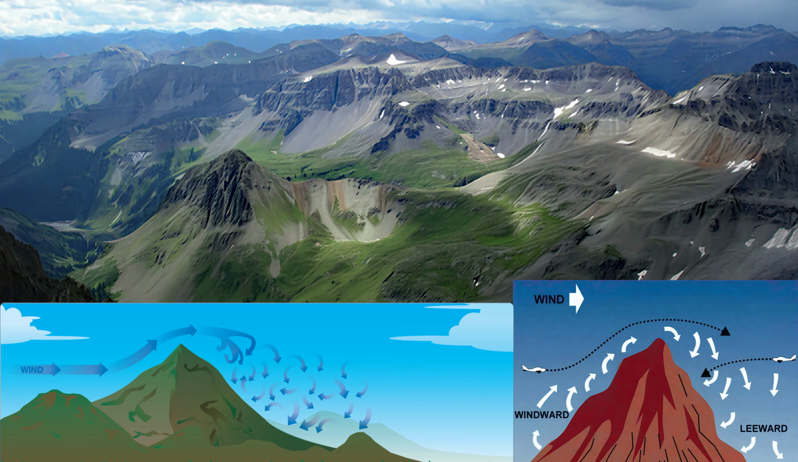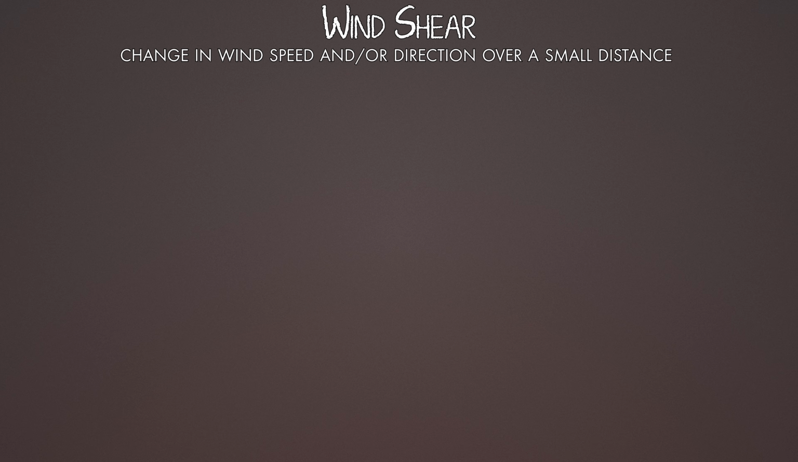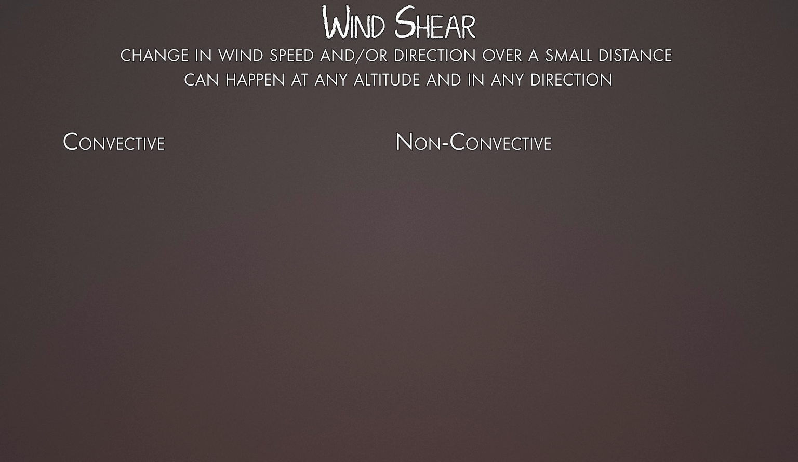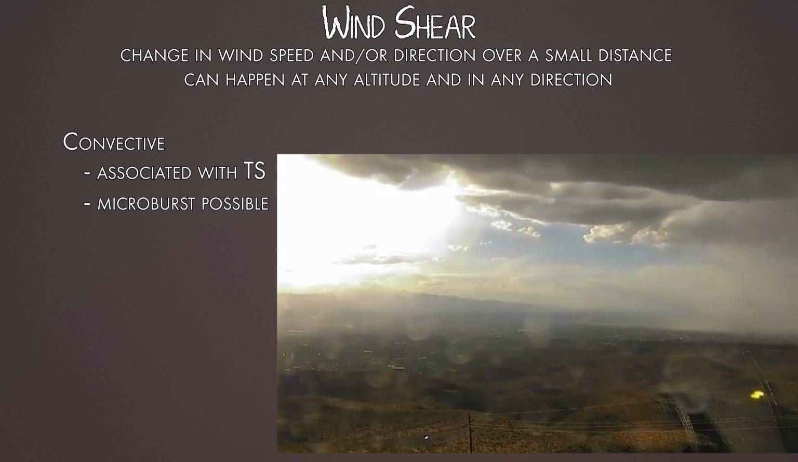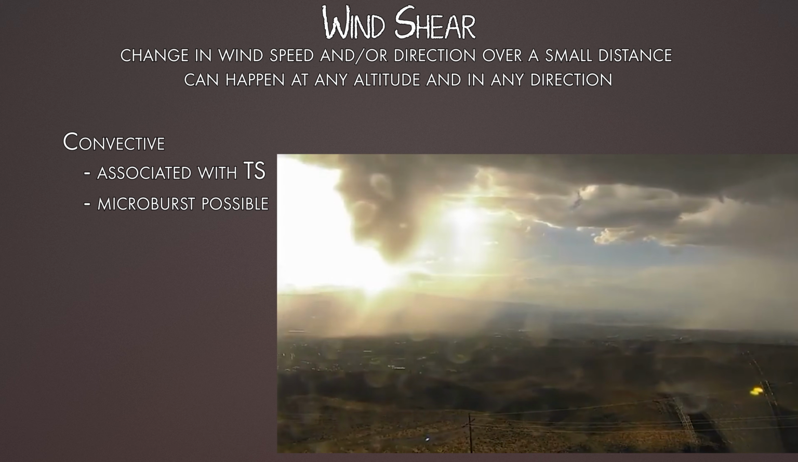Now onto the worst type of turbulence, wind shear. This is a change of wind speed and or direction over a relatively small distance. Wind shear can happen at any altitude, and it can be horizontal as well as vertical. There are two main types of wind shear, convective and non-convective. Convective wind shear is associated with a thunderstorm passage. As you remember, thunderstorms are the worst type of weather, and they bring a chance for the worst type of wind shear, which we call a microburst. A microburst is a small-scale, intense downdraft of air that spreads out along the ground.